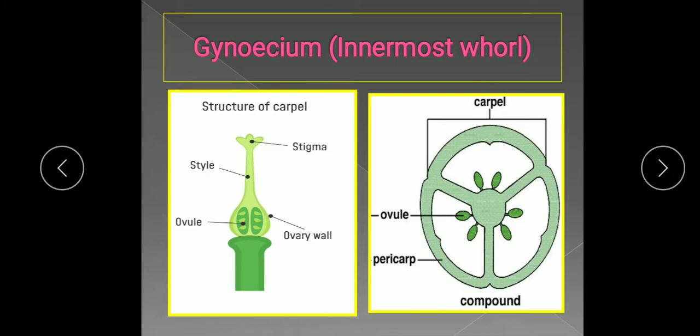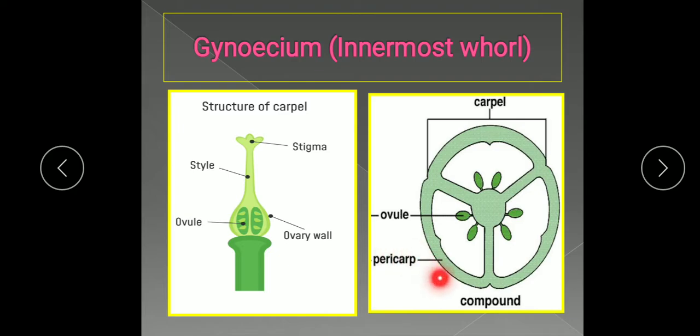So pollen grains are received by the stigma, and each ovary further bears one or more ovules. You just see here the ovules. These ovules are attached to a flattened cushion-like structure, which is known as the placenta. Here you can see in the transverse section of the ovary, this is the placenta on which these ovules are attached. And after fertilization, these ovules develop into seeds, and the ovary matures into the fruit.